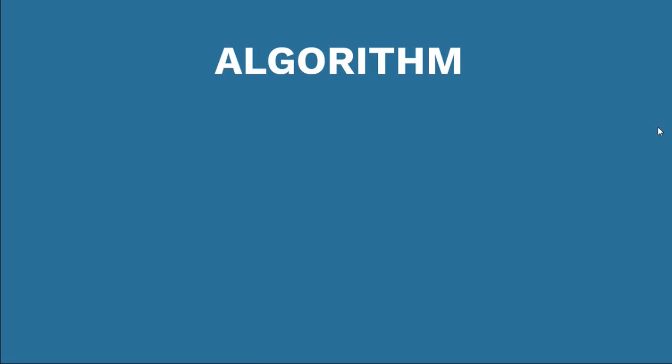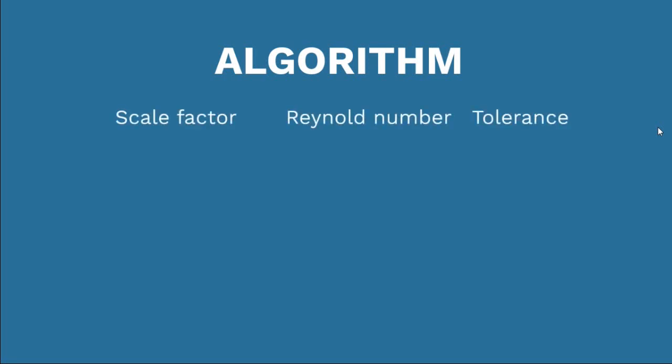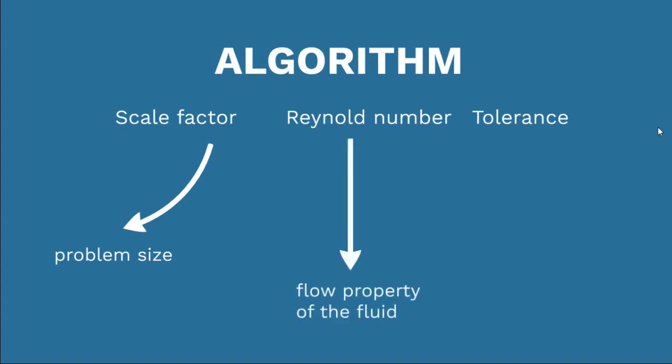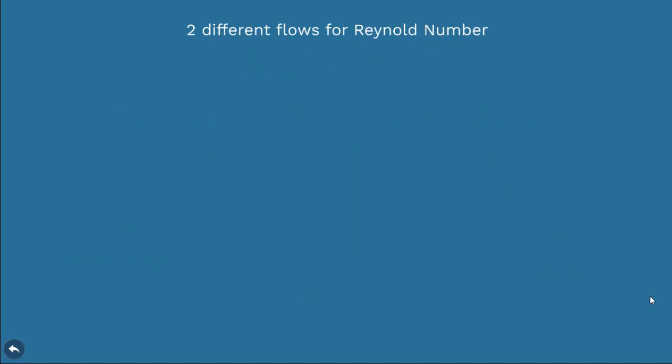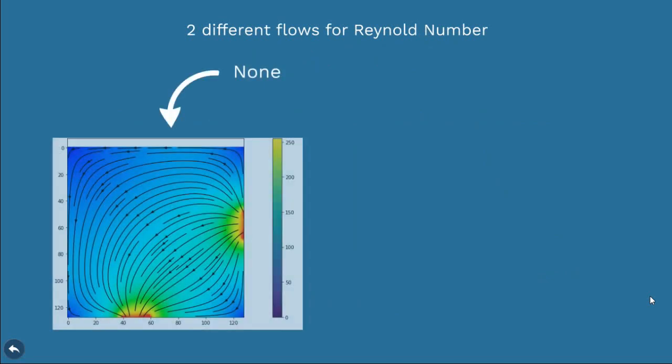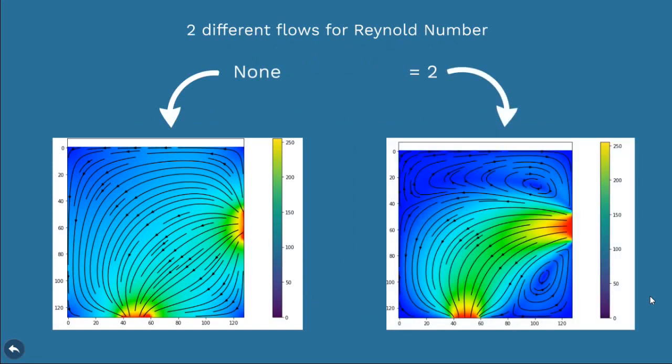There are three different parameters that affect the problem. The scale factor, which has to do with the size of the problem. The Reynolds number, related to the flow property of the fluid. Tolerance, used to provide convergence control. You can see visualization of two different flows, when the Reynolds number is known and when the Reynolds number is 2.